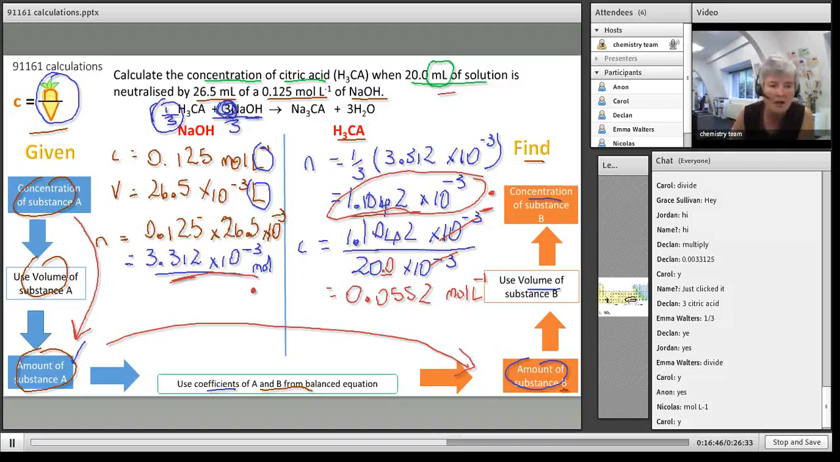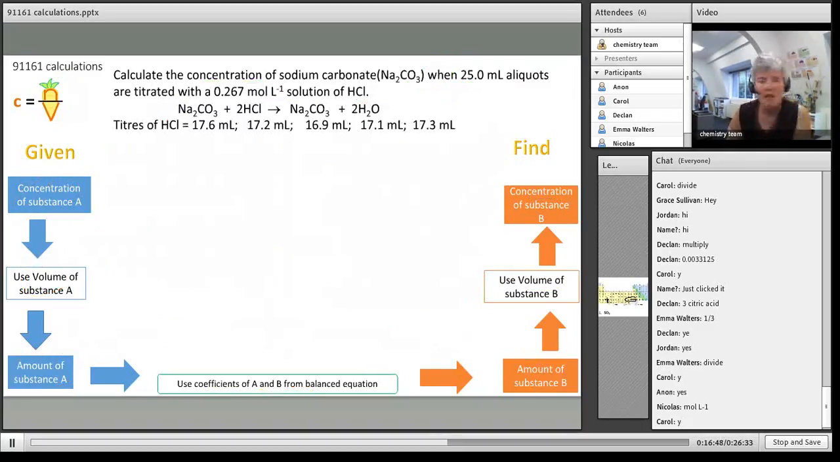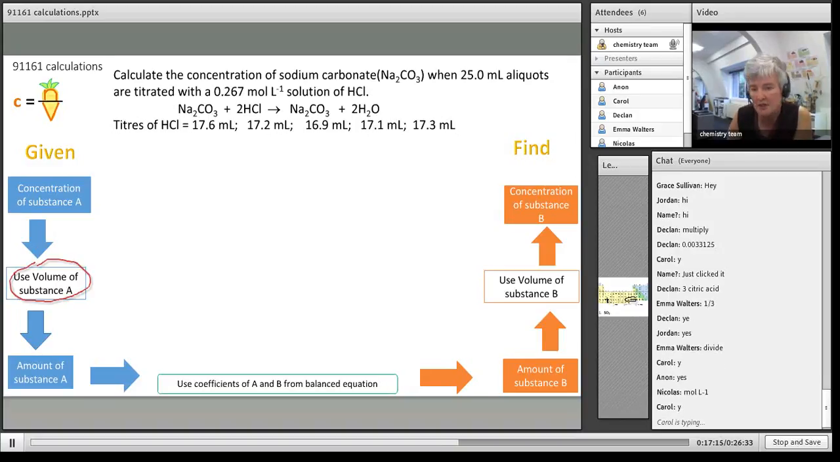Okay, right, let's go on. Because what happens in the task, you do have a calculation like I gave you just now. I mean, not exactly the same, but that sort of thing. And you also have to work out from a given set of titer values. So what I've done here, I haven't told you exactly how much of substance A I've got. I've just given you the titer value.